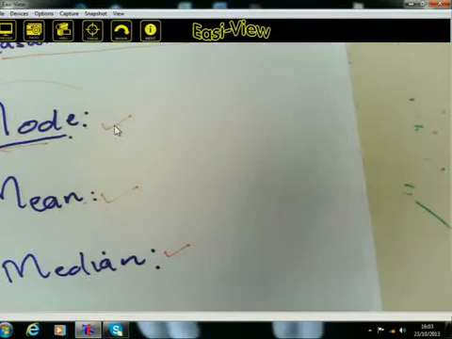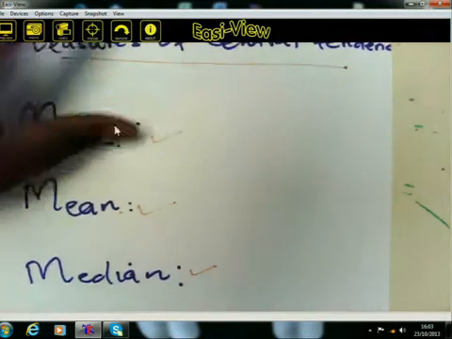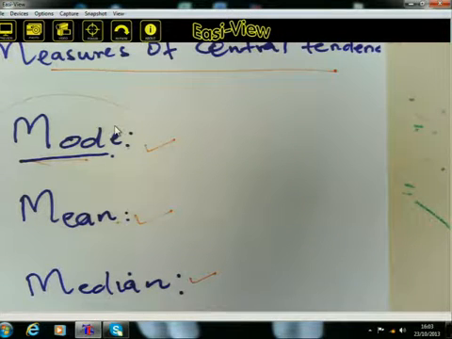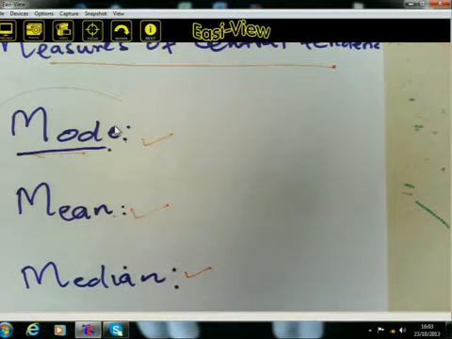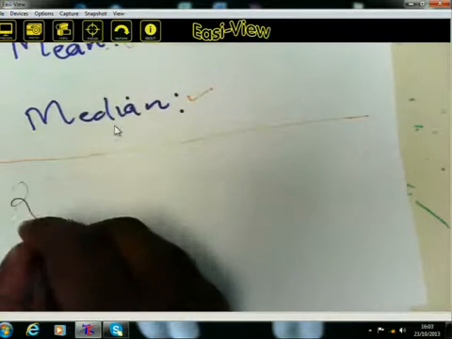Remember, it is important again to master these three tendencies, because sometimes a question can ask you what is the mode? But if you don't know what the mode is, it's not easy for you to answer that question. Now, the other one that we are going to talk about is the range.